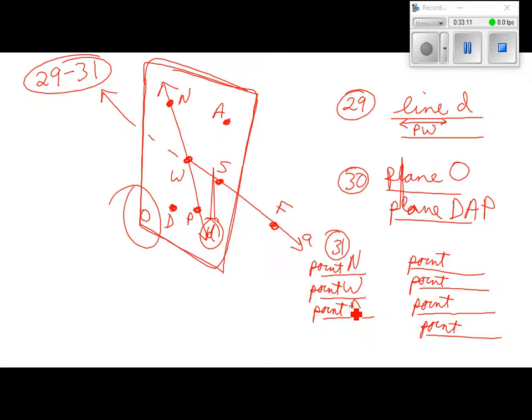Then it wants 4 points that are coplanar. Well, any of these that fall in this plane would work. Any of the points. We can't use this D here and we can't use that O there, but we can use any of the other points. So I'm going to use point D, point S, point A, and point W. All those are coplanar. Coplanar means on the same plane, collinear on the same line.